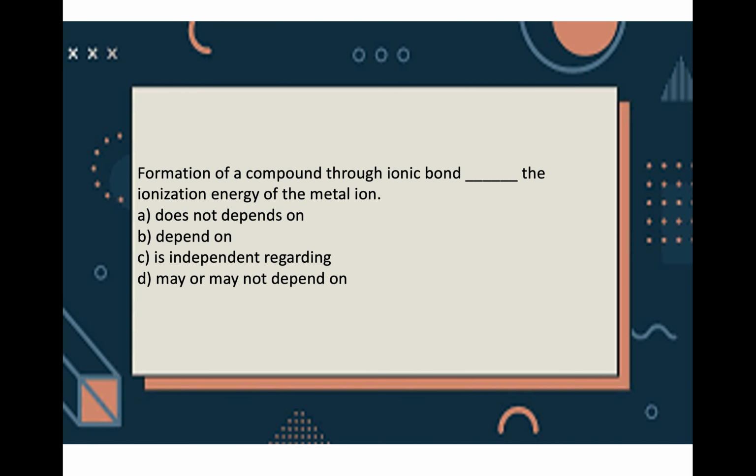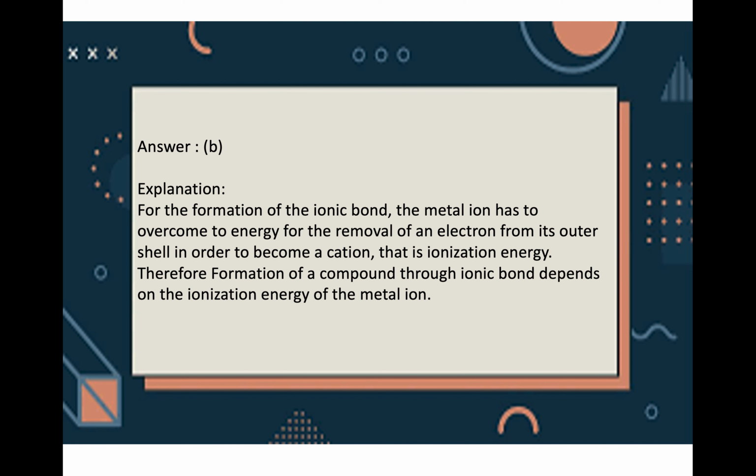Now next question, formation of a compound through ionic bond dash the ionization of the metal ion. A, it does not depend on, independent, may or may not depend. So the option is B, it depends on, because for ionic bond formation, the metal ion has to overcome the energy for the removal of an electron from the outermost shell. So only then it becomes a cation. So the formation of a compound through ionic bond depends mainly on the ionization energy of the ion.